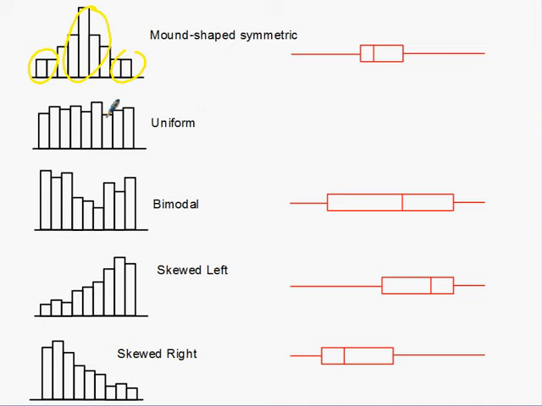And of course, the uniform one, and this is the one that for some reason confuses. But once you look at it, it should hopefully make sense. If everything is about the same frequency, then the length of the 4 segments should all be about the same. And that would give you a uniform distribution.